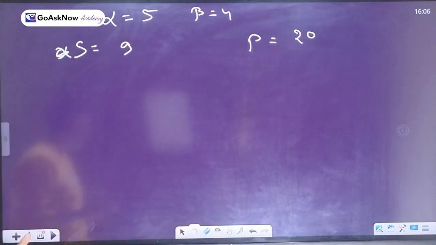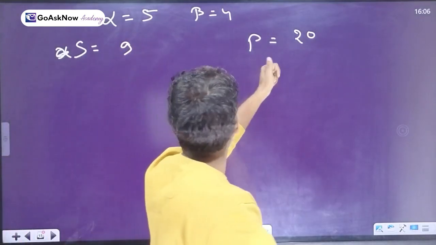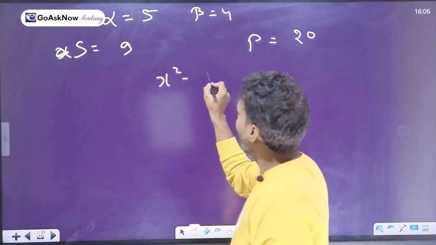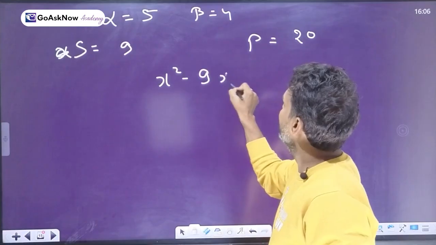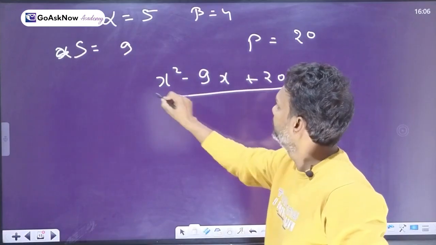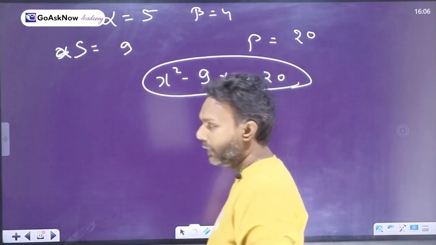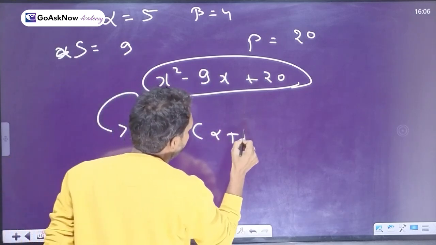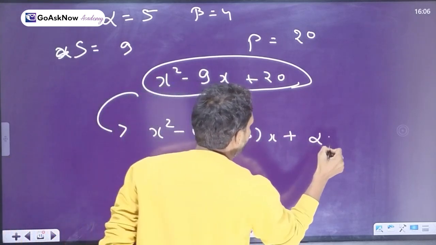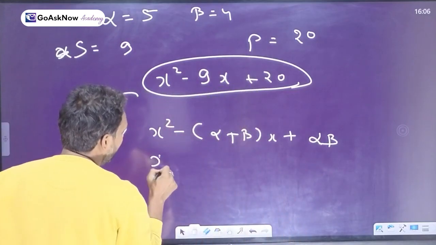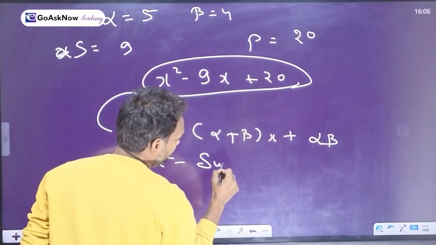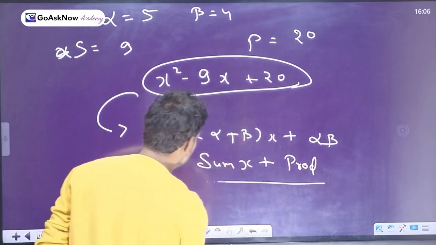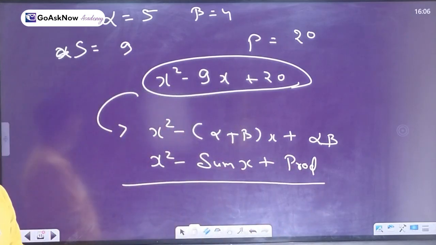Now, what if I say: form a quadratic equation where the roots are 5 and 4? It's very, very easy: x square minus 9x plus 20, by x square minus (alpha plus beta) x plus alpha into beta, or x square minus sum of roots x plus product of roots. Okay?